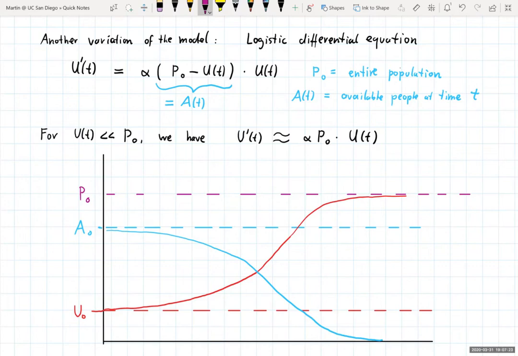Let's take a look at yet another variation of this growth model. And that leads us to what is known as the logistic differential equation. So what we want to accommodate is the fact that this exponential growth can, of course, not go on indefinitely. One reason is that we only have a finite number of people in the social network that could actually install the app. So let us say that P naught is the entire population number.